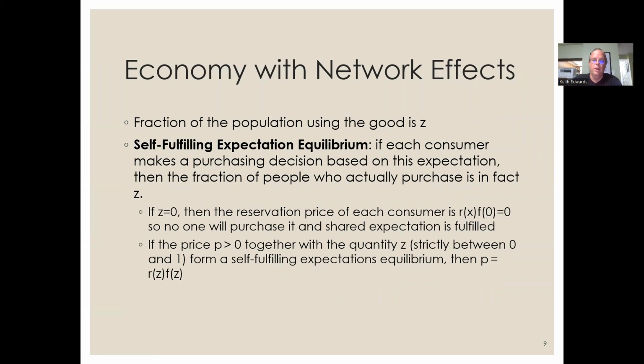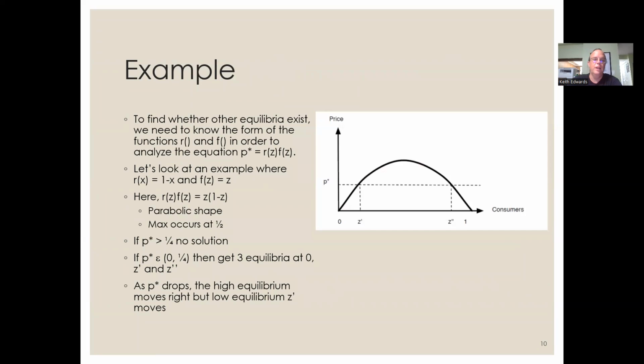If it goes above 0, with the quantity Z strictly between 0 and 1, it also forms a self-fulfilling expectation equilibrium, and P star is equal to R of Z times F of Z. So to find whether or not equilibria exist, we need to know the form of the functions R and F in order to analyze the equation. So say we have R of X equal to 1 minus X and F of Z equal to Z. Here R of Z times F of Z is equal to Z times 1 minus Z, which is Z minus Z squared. That gives you that inverted parabolic shape, and the maximum occurs at 1/2.